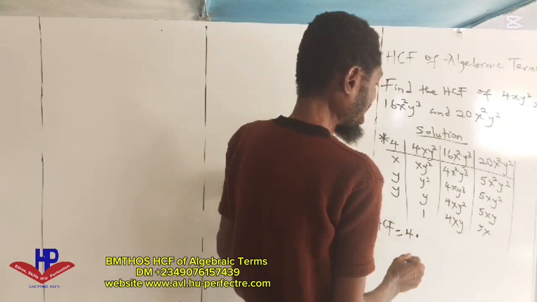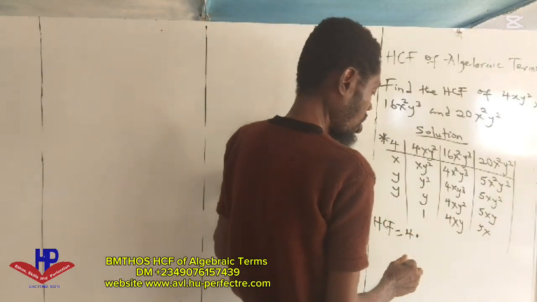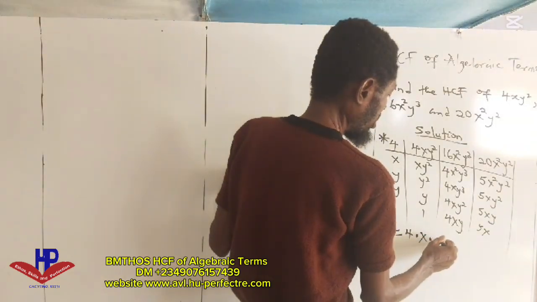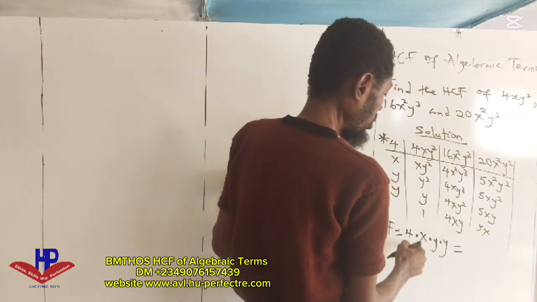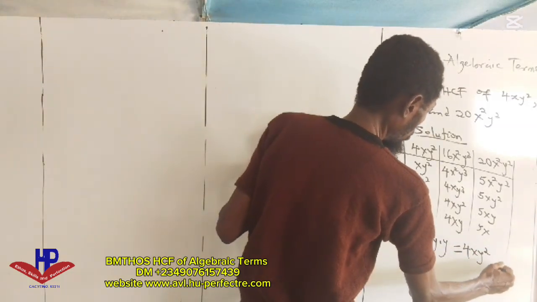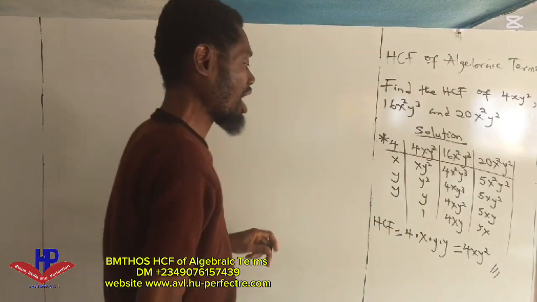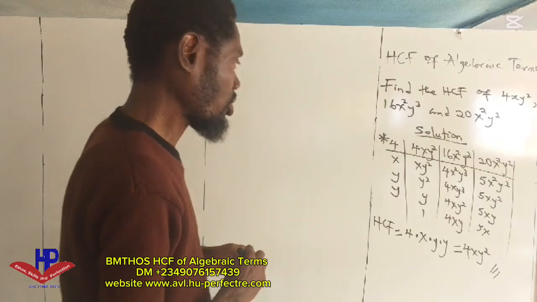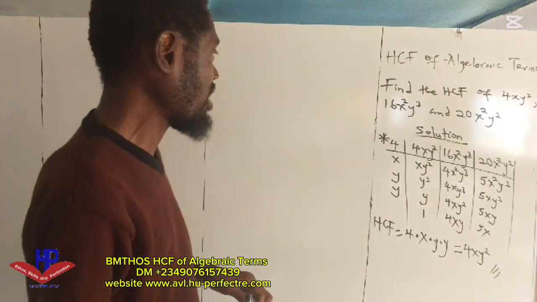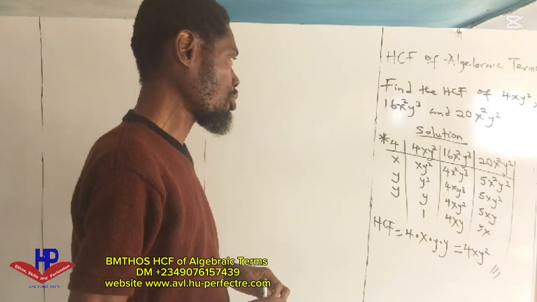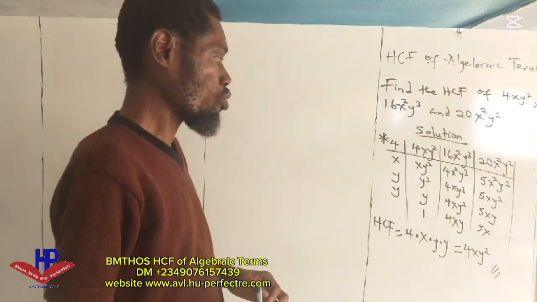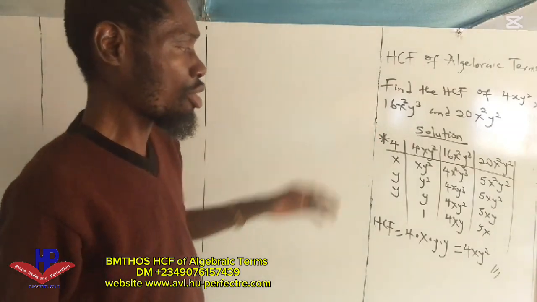I'm using dot as times, so I don't get confused. 4 times x times y times y, and that will give us 4xy raised to power 2. Here is our highest common factor. So the highest common factor of 4xy squared, 16x squared y cubed, and 20x squared y squared is 4xy squared. That is the tabular form.